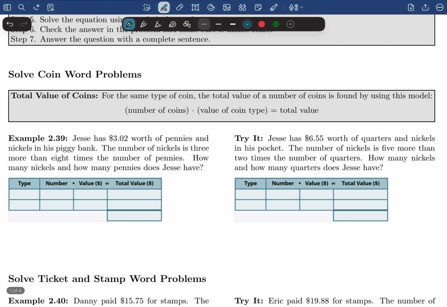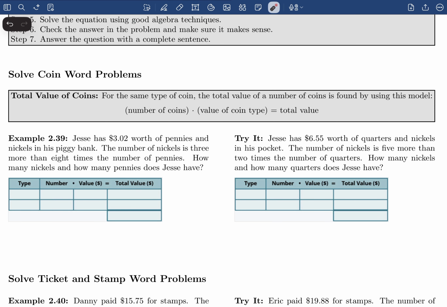Now, in each example that I give you today, I create a table. So here's a table, and you will be responsible to create a table from scratch when you receive a problem like this on the test, if this is how you choose to organize your information and solve. I highly recommend it. All right, so example 2.39.